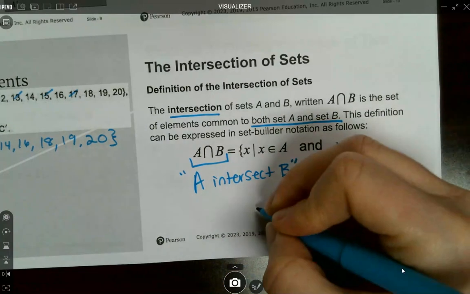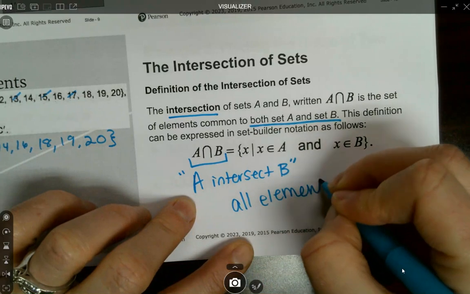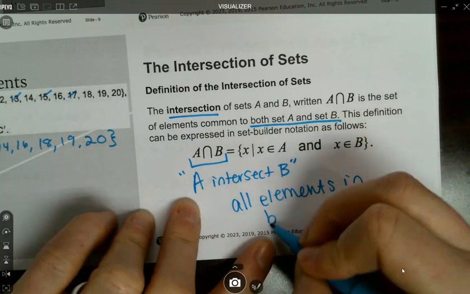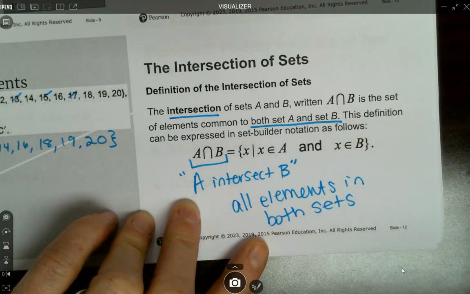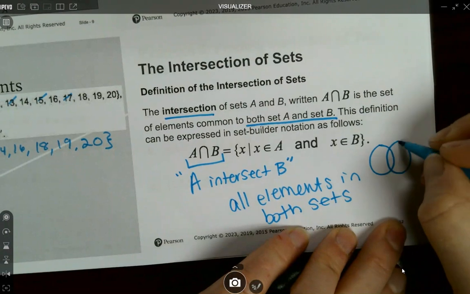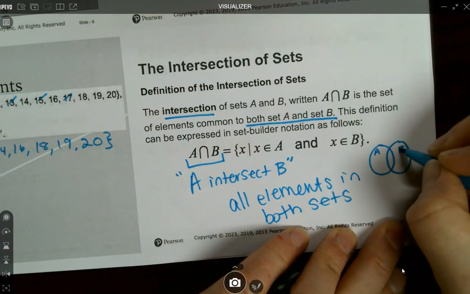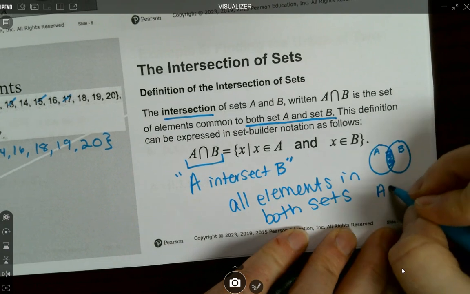And what that means is all elements in both sets. So whenever you think about your Venn diagram like this, this is A and this is B, this would be your intersect.